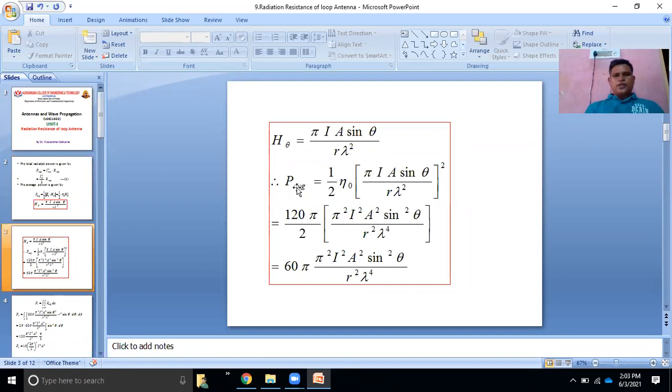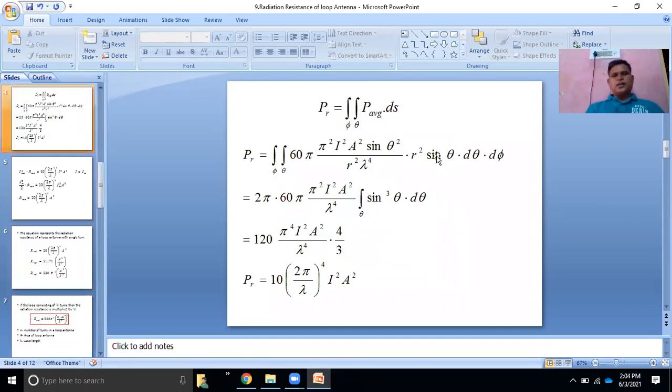Now from this P average, we'll calculate the total radiated power. In our last class, we have seen how to calculate the total radiated power. This is the same thing. You have to remember this expression for total radiated power in terms of the average power. We are integrating this average power, which is the power flow per unit area. If you want to calculate the total, you have to integrate with respect to the differential surface area. Therefore, the total radiated power is equal to this, where theta varies from 0 to pi and phi varies from 0 to 2 pi.